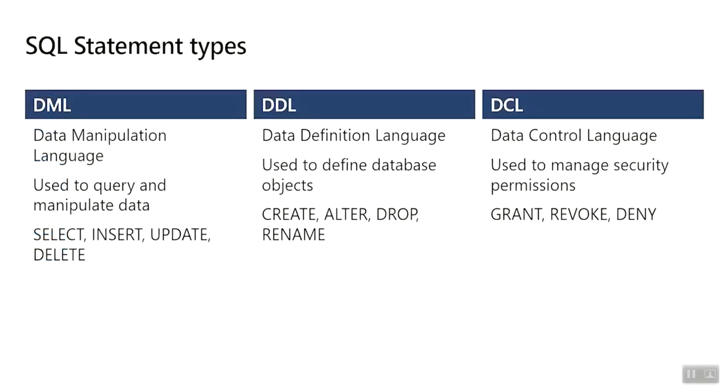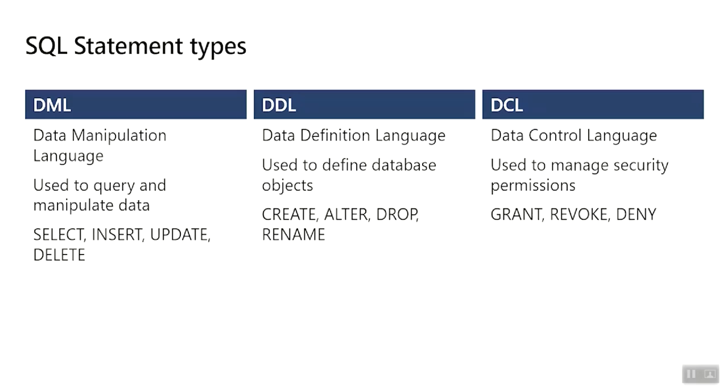When it comes to SQL statement types, there are 3 categories you should know about. First one being DML, or Data Manipulation Language, DDL, or Data Definition Language, and DCL, Data Control Language. DML statements are used to query and manipulate data. They're statements like select, insert, update, and delete.